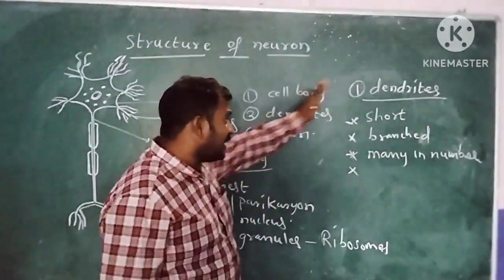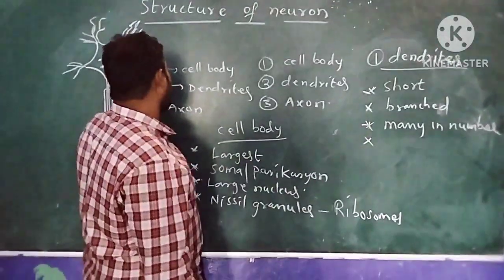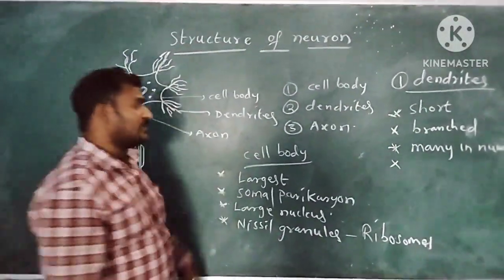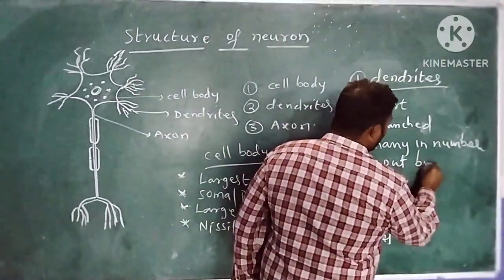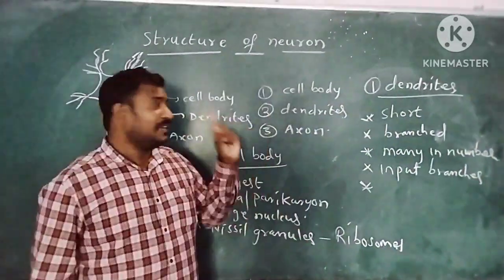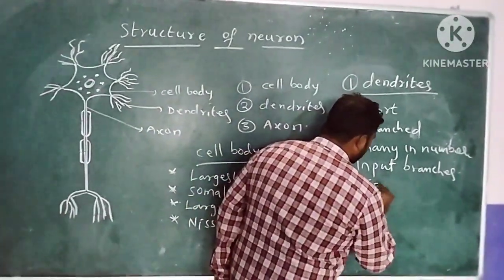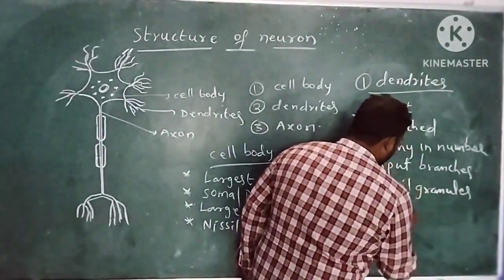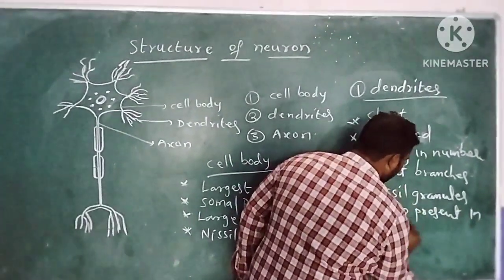So that's why dendrites are also known as the input extensions of the cell body. They are also called input branches of the cell body. Nissl granules are also present in dendrites.